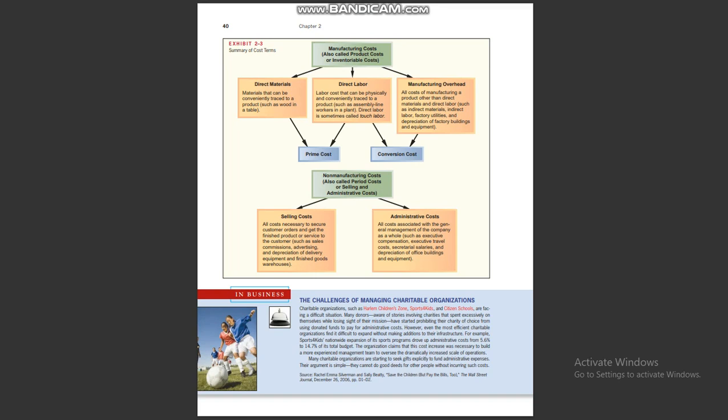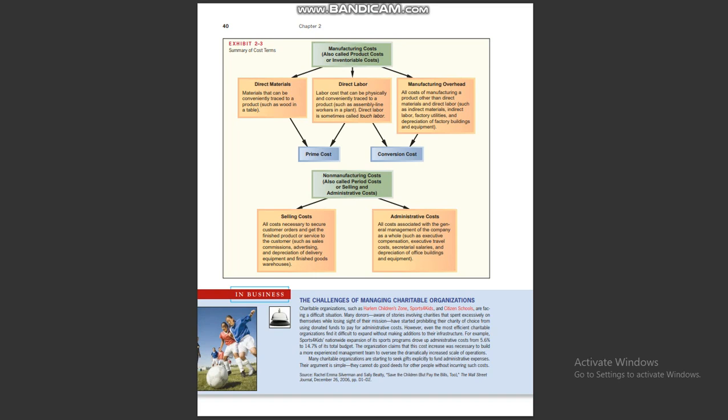Non-manufacturing cost, also called period cost, includes selling and administrative cost. Selling cost is all costs necessary to secure customers' orders and get the finished product or service to the customer, such as sales commissions, advertisements, depreciation of delivery equipment, and finished goods warehouse.